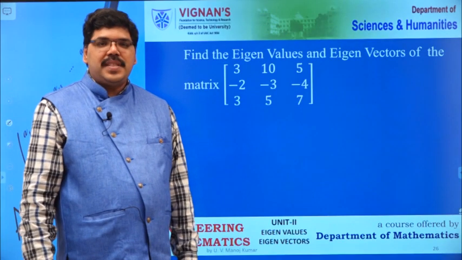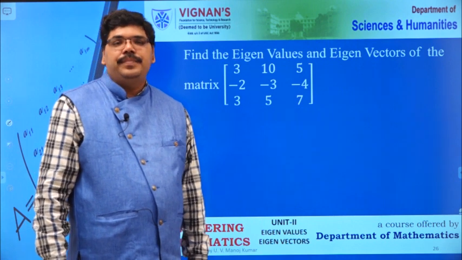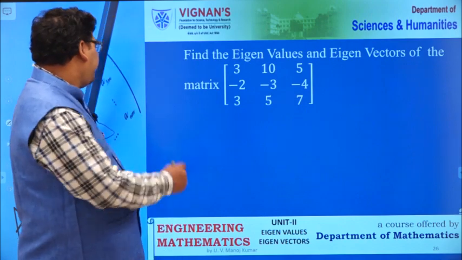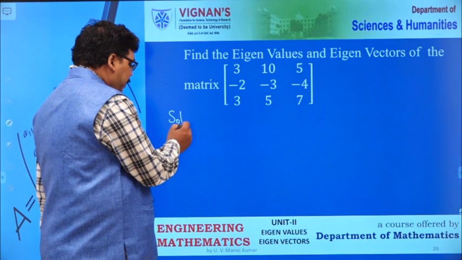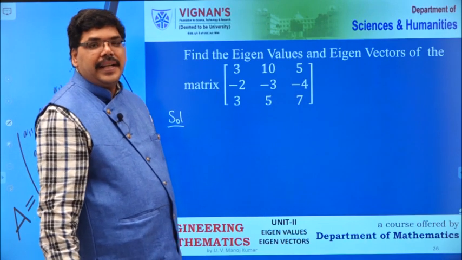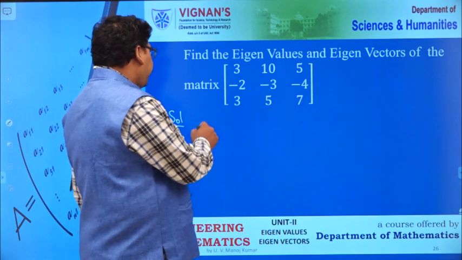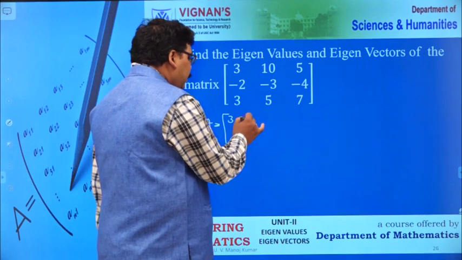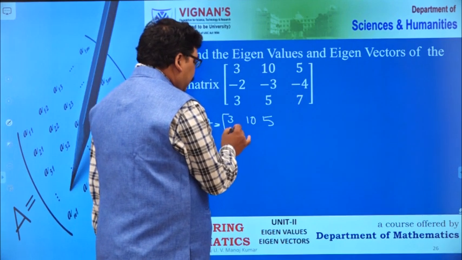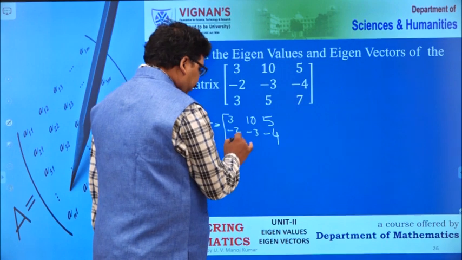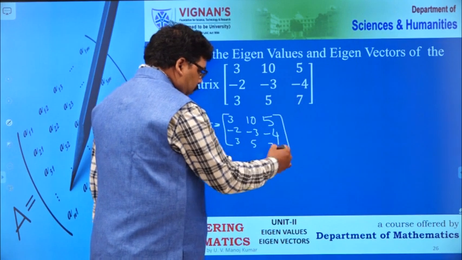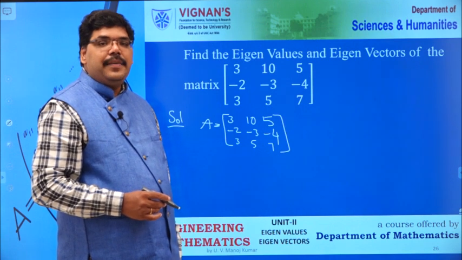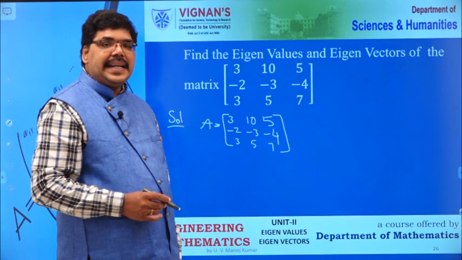Now we will see how to find eigenvalues and eigenvectors for this matrix. To write the given matrix, first we find eigenvalues by characteristic equation.